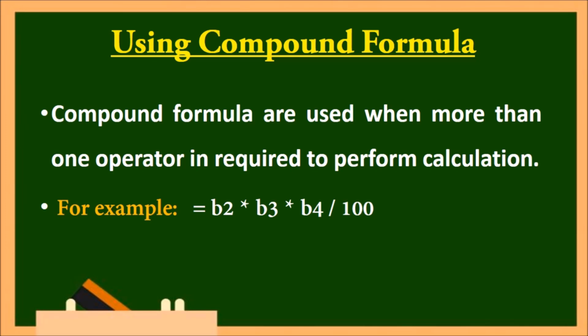Moving on to the next topic, that is using compound formula. Now here, compound formula are used when more than one operator is required to perform calculation. We have just seen in basic formula we have used only one operator, that was plus sign. But here in this example we are using multiplication sign and we are using a division sign. Two operators are being used. So compound formula are used when more than one operator is required to perform calculation. Fine. So let's understand this with the help of example how it works out.